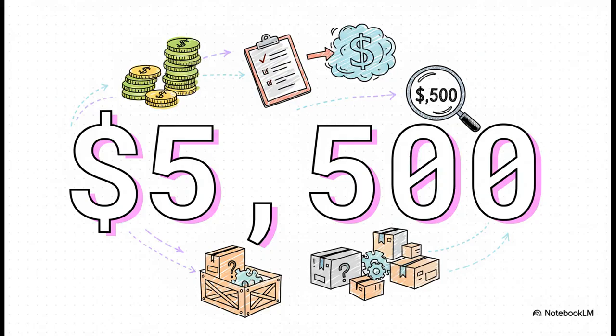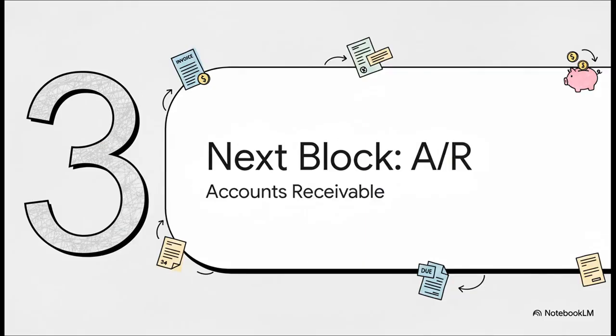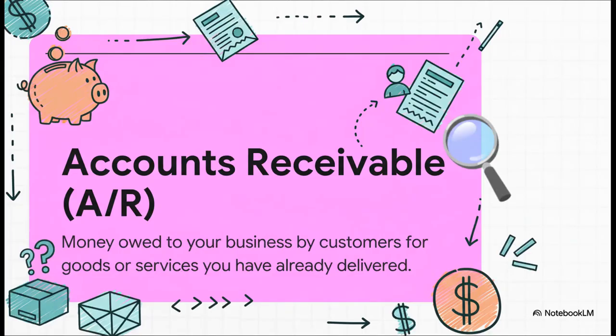So far, so good. Okay, on to our next block, which is a little less tangible than a stack of cash. This is accounts receivable, and this is all about the money that your business is owed for work it has already done. Accounts receivable, you'll often see it shortened to just AR, is basically the sum of all your unpaid customer invoices.